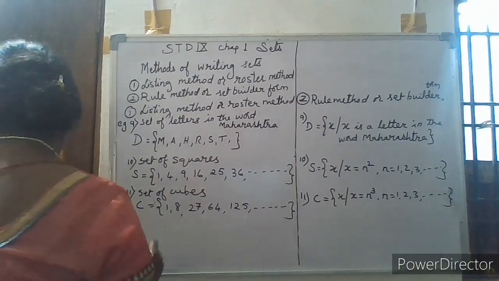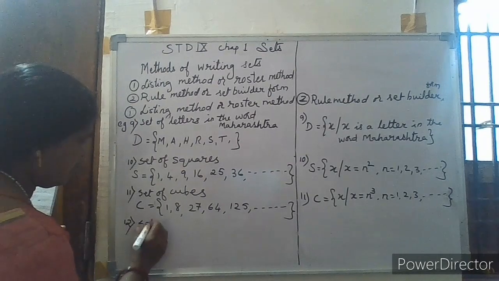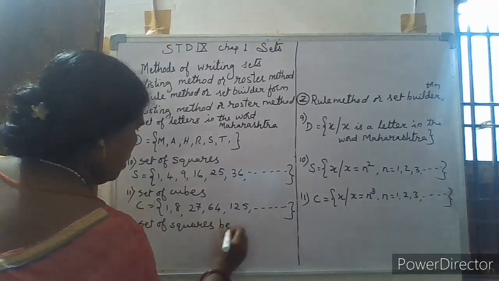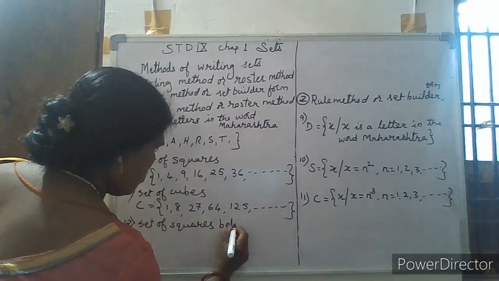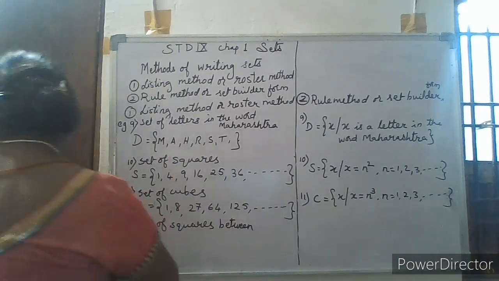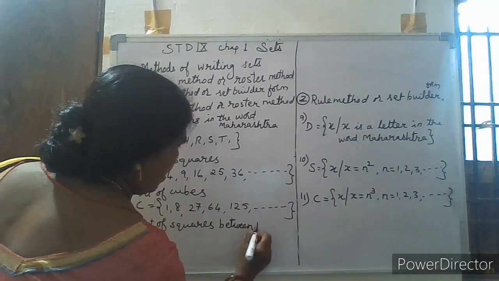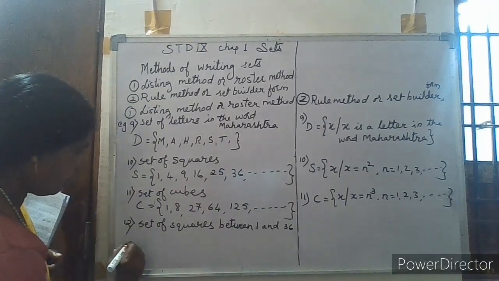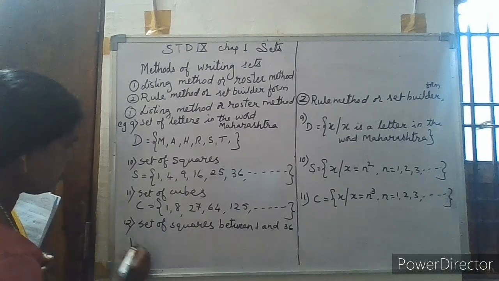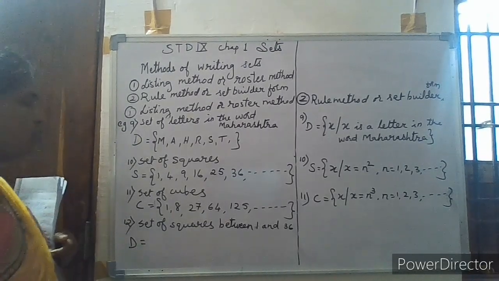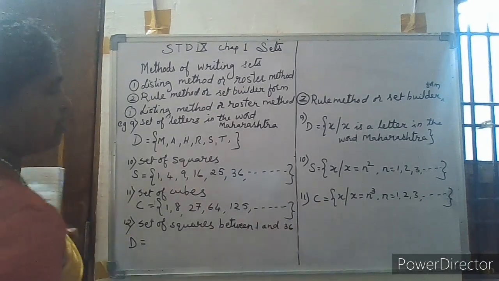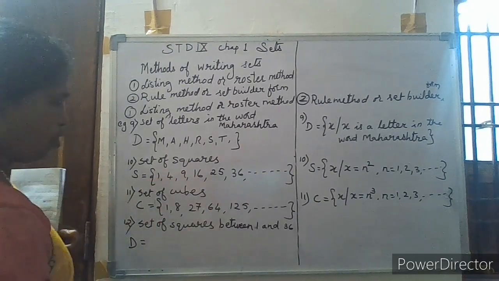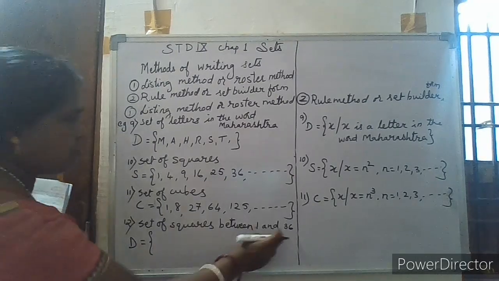12th one, set of squares between 1 and 36, suppose. Set of squares between 1 and 36. Between 1 and 36 means it will come from 4, 9, 16 and so on. So between numbers, it is squares.